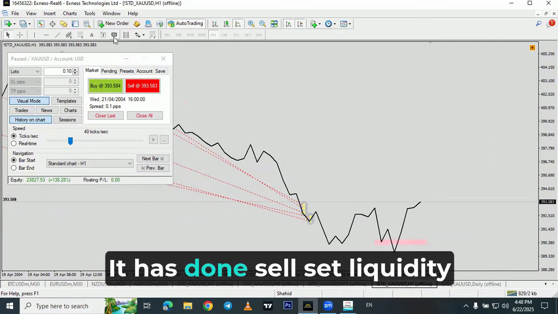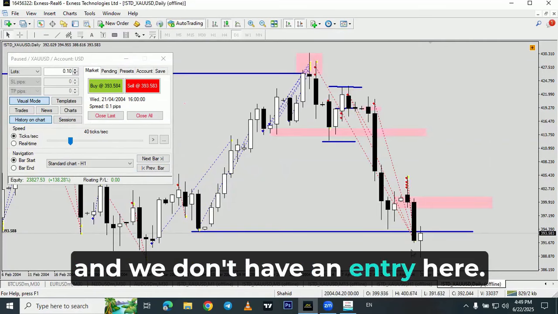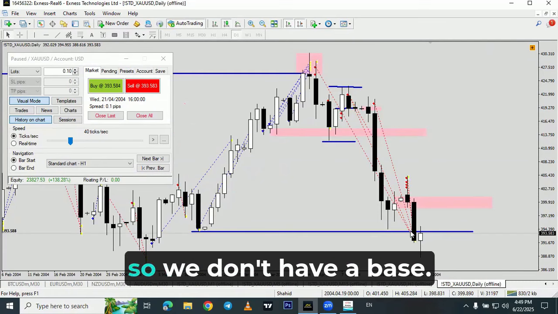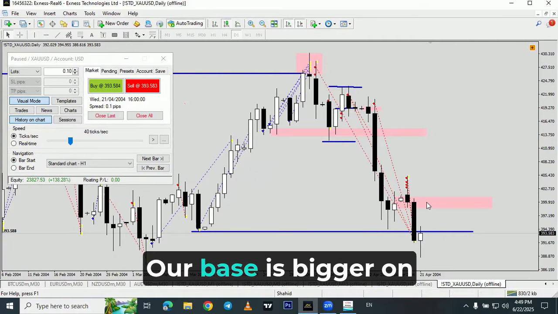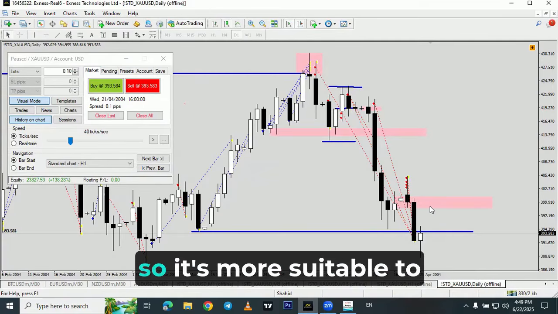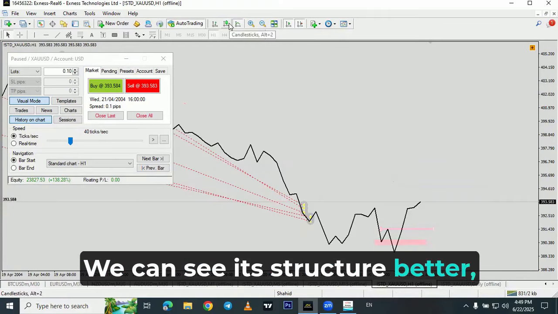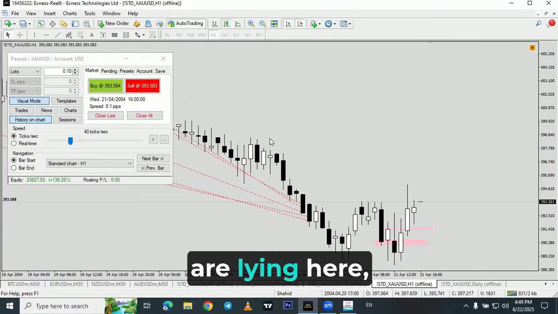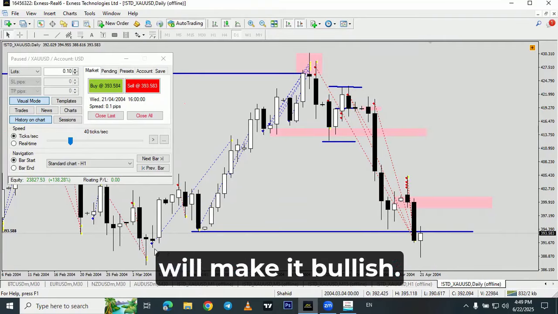It has done sell set liquidity and buy set liquidity, and we don't have an entry here. There's no engulfing here, so we don't have a base. There's nothing as a base here. Our base is bigger on the sell side here, so it's more suitable to sell rather than buy. We can see its structure better, and all these range liquidities are lying here, which the market is going to target. There is no such zone that will make it bullish.